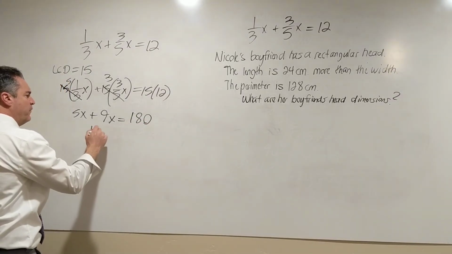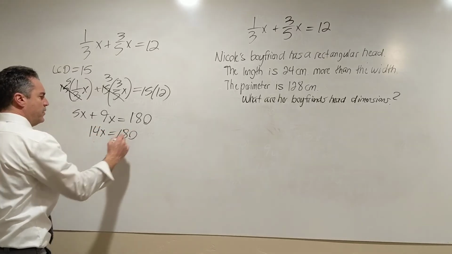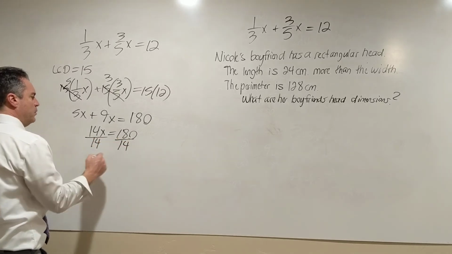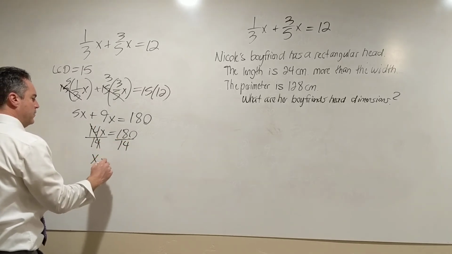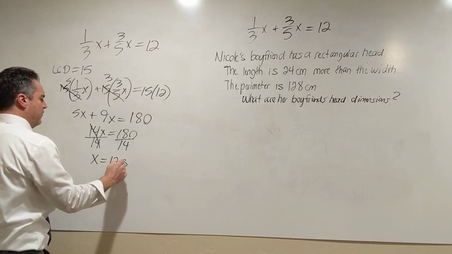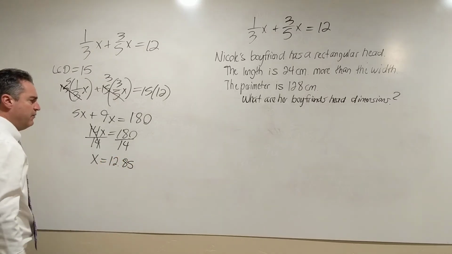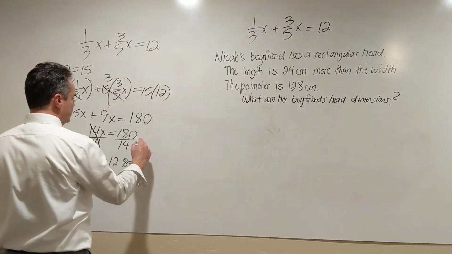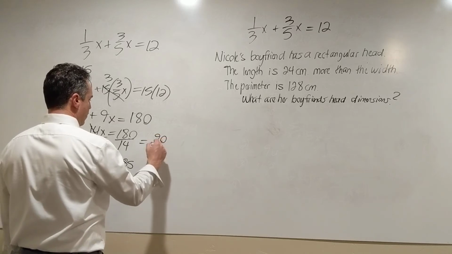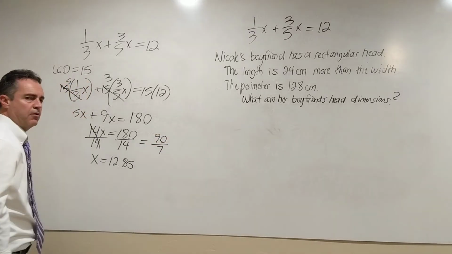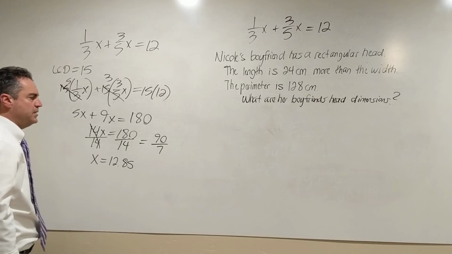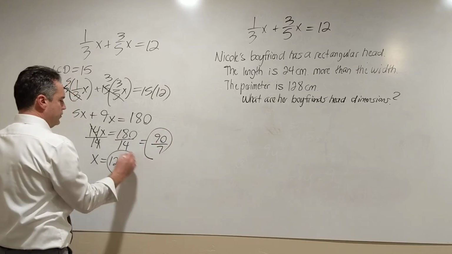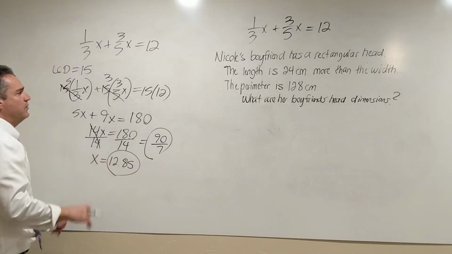5x and 9x makes 14x equals 180. You ready for another computation, Nicole? We're going to divide this side by 14 and divide this side by 14. What's 180 divided by 14? 12.85, okay? And if that was given as a fraction, we would have to reduce these two, and in the end, it would really just be 90 over 7, okay? The reason is that both these are divisible by 2, all right? These 2 answers are ultimately the same.